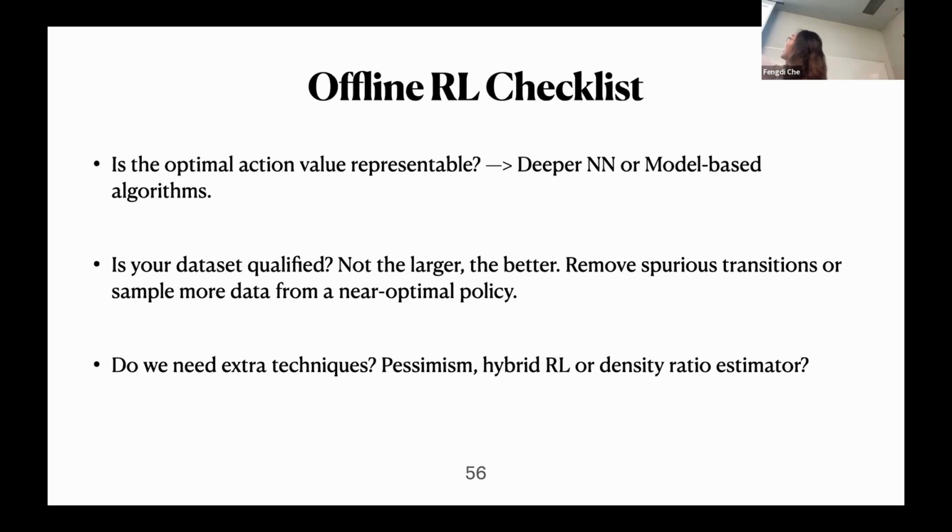Do not tune our hyperparameters forever. Let's go. We have some new tricks now. We can test, is our action value representable? If it's not, we should go to a deeper neural network, or we should switch to another set of algorithms. Is our data set qualified? Now, the larger the better. We should really remove bad data. And also we should ensure we have good samples from the near optimal policy, the policy we want to evaluate. And the third thing we consider is whether we need advanced techniques like pessimism, hybrid RL, or a density ratio estimator.